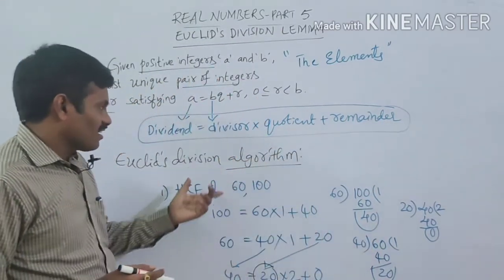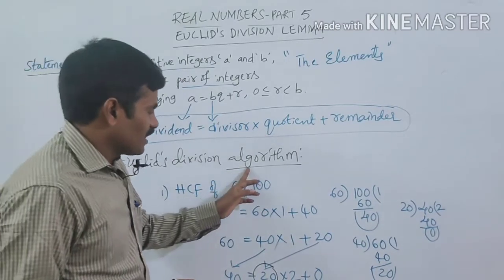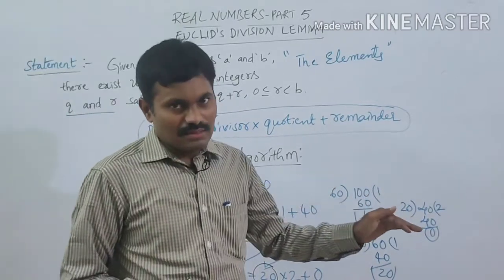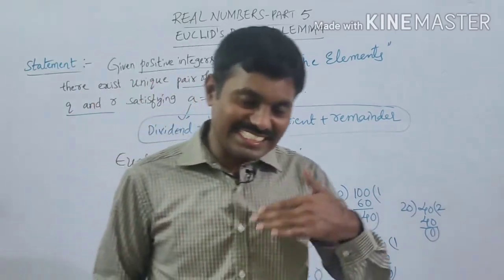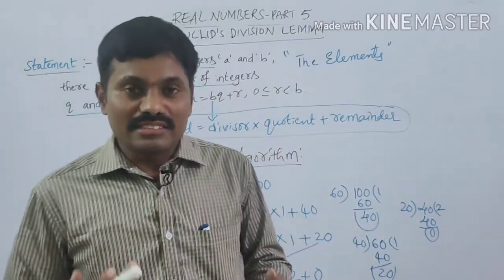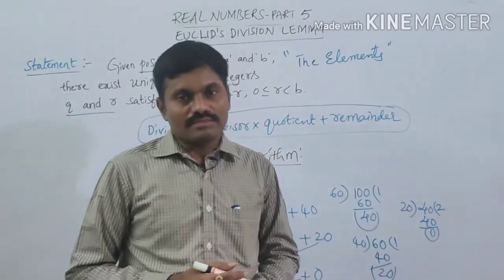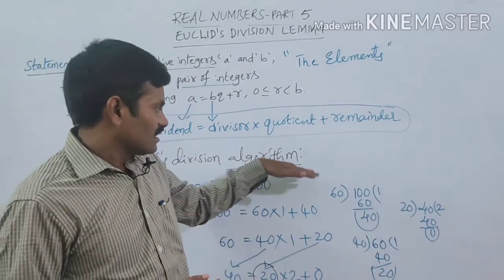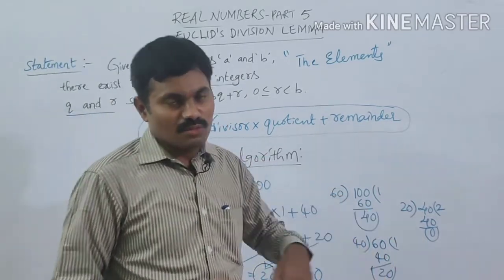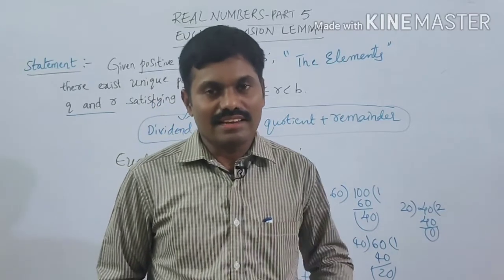Generally, this Euclid division algorithm is meant only for positive integers, but we can extend it to integers also. Okay. So based on this division algorithm, we will solve some more problems in the next class.